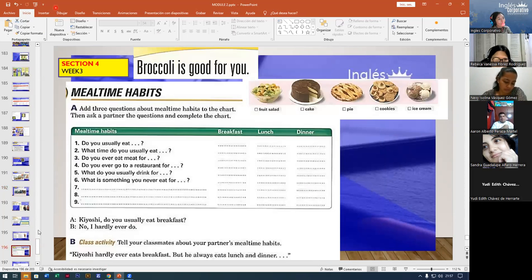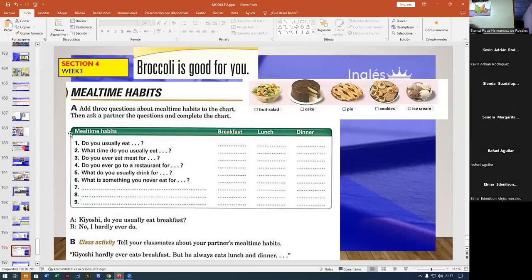Let's go ahead on section 4. To remember about food, the delicious food. We got some questions. That's about the meal habits. Let's start with Sandra Margarita. Sandra Margarita, are you here? Yes. Okay. Let's see about the frequency words. Remember those ones about the adverbs of frequency, like never, usually, always. And we have this question. Do you usually eat fruit salad for breakfast? Sometimes. Yes, I sometimes eat fruit salad for breakfast. Excellent job. Very good. Nice one.